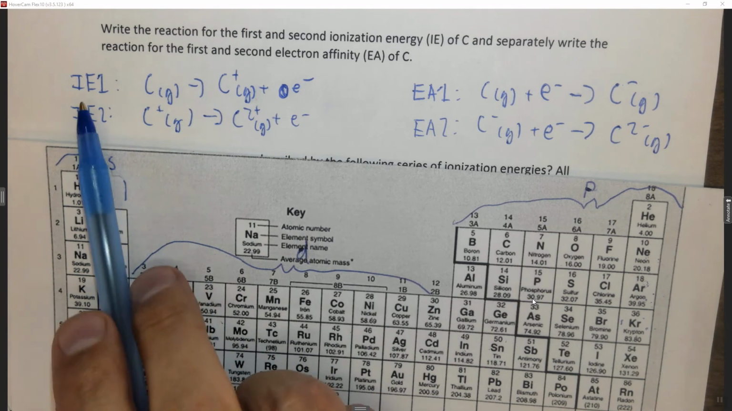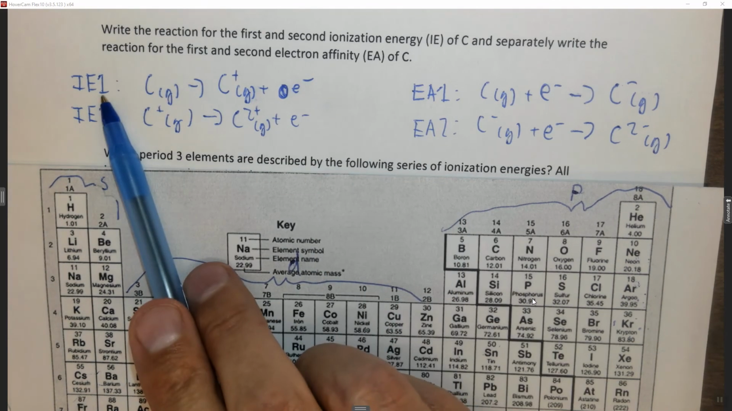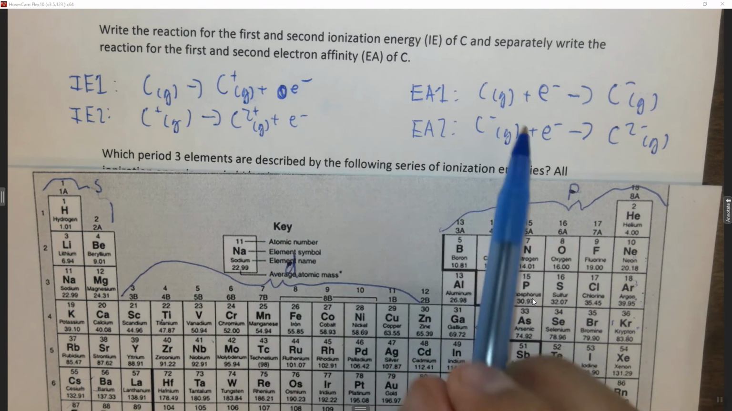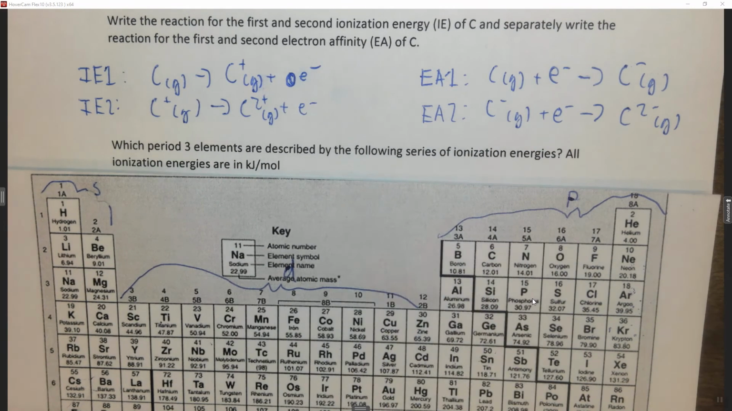You need to know the difference between ionization energy and electron affinity. So the energy required to take an electron away, and the energy required or given off when an electron is added. Ionization energy and electron affinity.